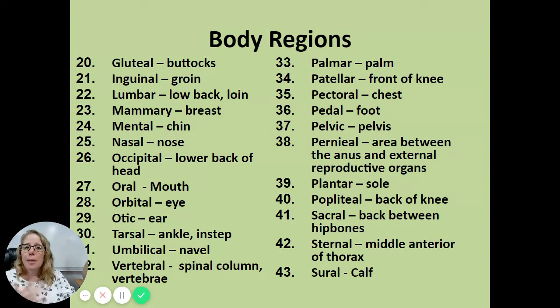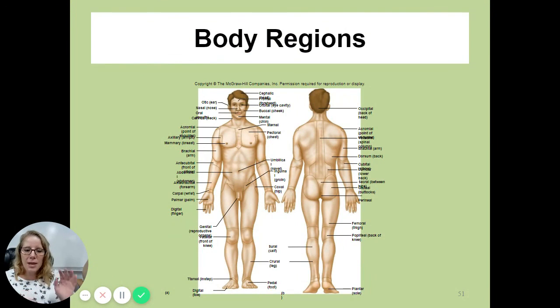So those are terms that I'm going to say at some point in time, and knowing what these mean is going to help you a lot. Here's a picture of all those things. Make sure you look over it closely.